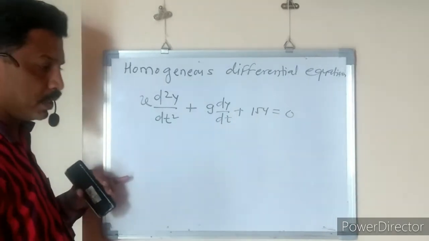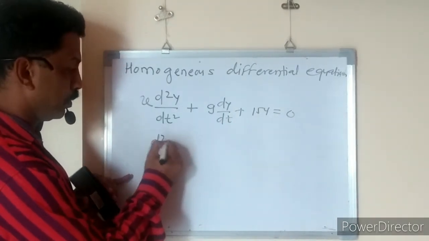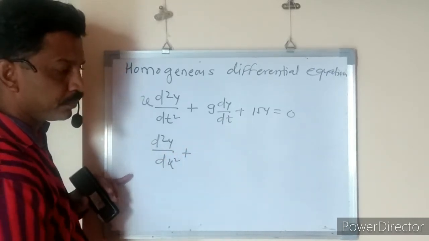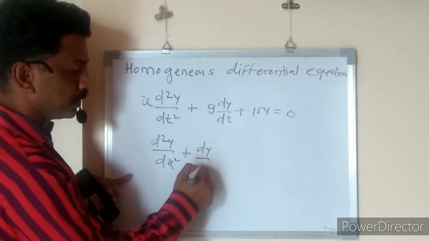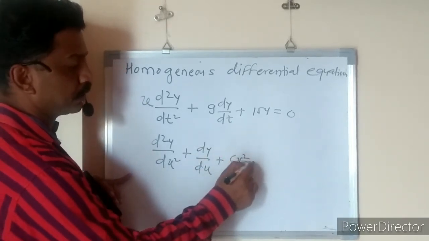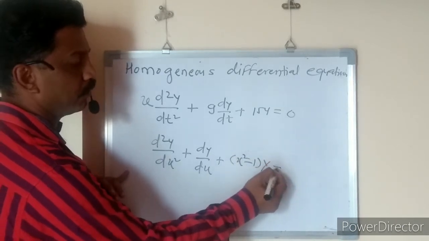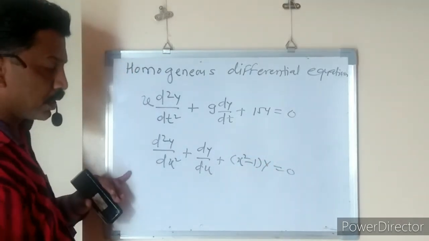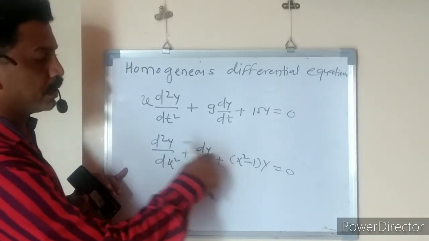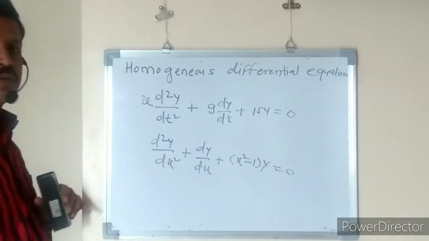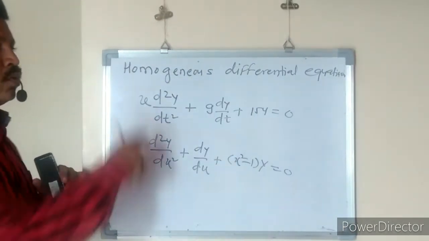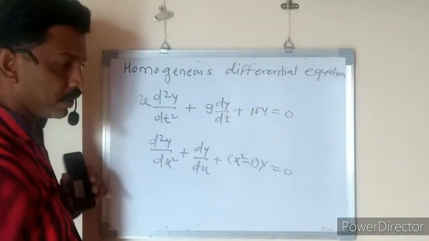If we take one another example, that is d2y by dx square plus dy by dx plus x square minus 1 into y equal to 0. In this equation also the dependent variable y is present, here also the dependent variable y is present, here also the dependent variable y is present. Therefore such type of equation is known as a homogeneous differential equation.